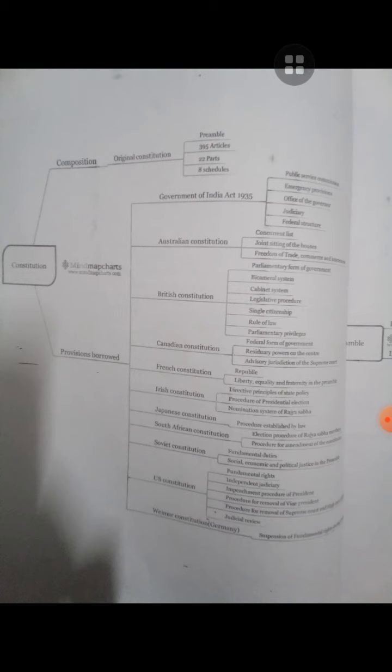US: fundamental rights, independent judiciary, impeachment process, procedure for removal of the Vice President, procedure for removal of a Supreme Court judge, judicial review. Weimar, Germany: separation of fundamental rights from the DPSP.